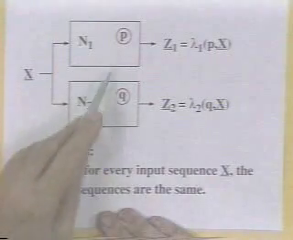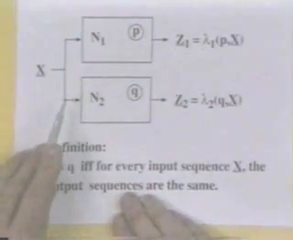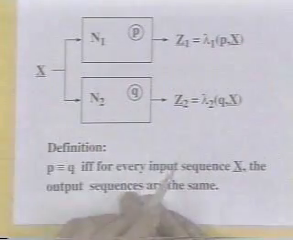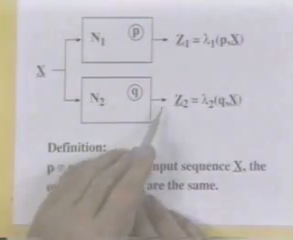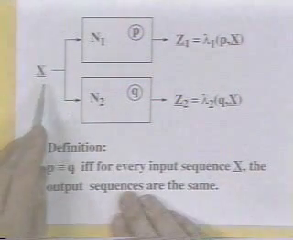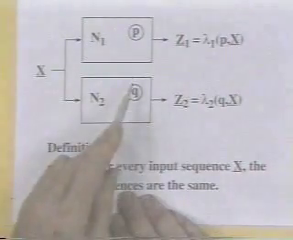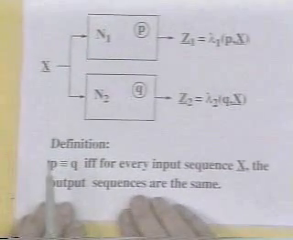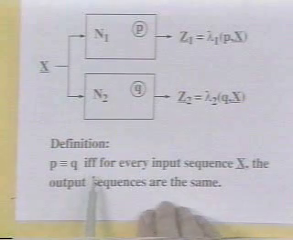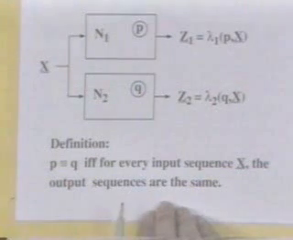Now let's reset the networks to P and Q and put in another sequence and look at the outputs, and suppose those are the same. And then we reset it again and put in a different sequence and look at the outputs, and suppose they're the same again. And suppose we find that for all possible input sequences, the output sequences match. We can't tell the states apart, and we see they're equivalent. This leads to the definition that state P is equivalent to state Q if and only if for every input sequence X, the output sequences are the same.